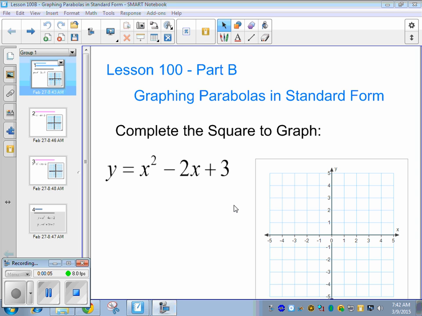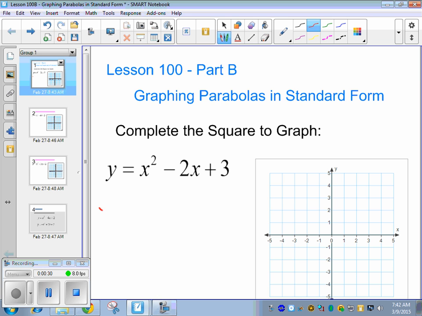y equals x squared minus 2x plus 3. This is in general form or standard form right here. And in order to graph it, we want to put it in vertex form. Okay? And to put it in vertex form, we actually use completing the square. So we have to remember how to do completing the square. It is going to be slightly different than how you learned it last time.